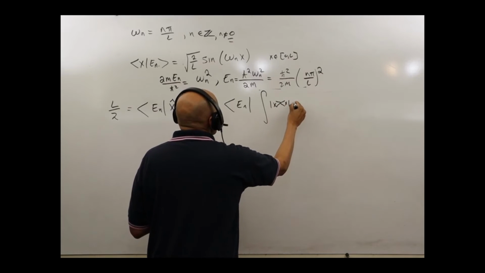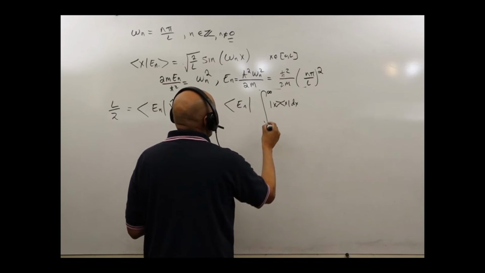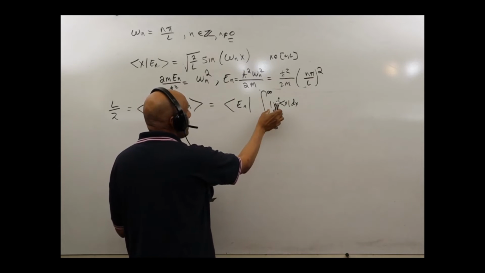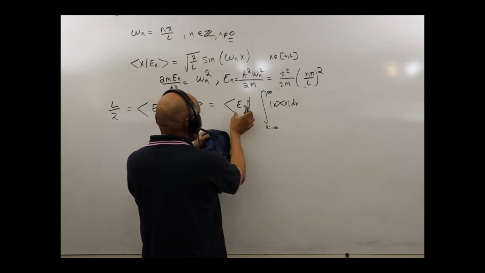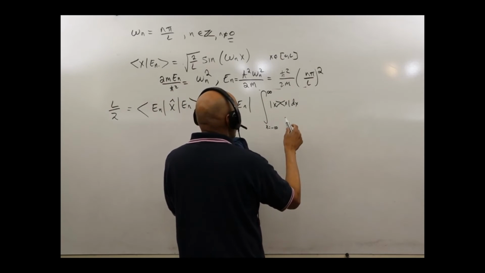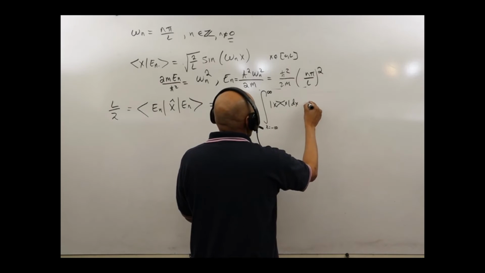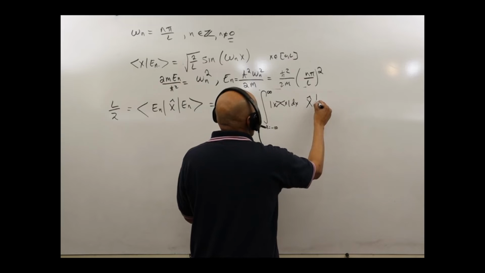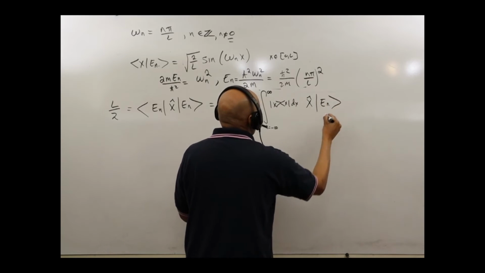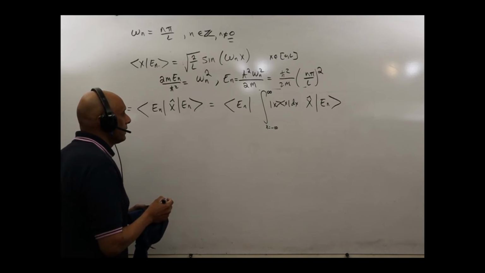And remember the closure relation is actually from minus infinity to infinity. Be careful: only later, once we squeeze it in, do we say that the quantum amplitude is 0 for x less than 0 and from L to infinity. So here's our x operator and |En⟩. This is my closure relation that's set equal to 1.